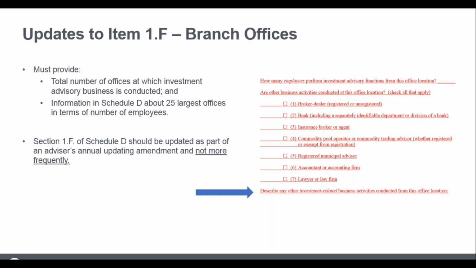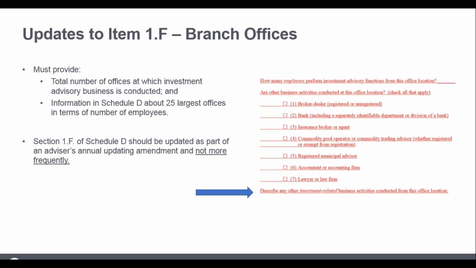And it's important to note, there's items 1 through 7 for those business categories, but there's also a catch-all at the end that you want to pay particular attention to. So you basically need to describe any other investment-related business activities that go on at that branch office. And investment-related is a defined term within the ADV, so you'll definitely want to take a look at the glossary to make sure you understand that and that you're fully disclosing the activities that go on at that branch office.